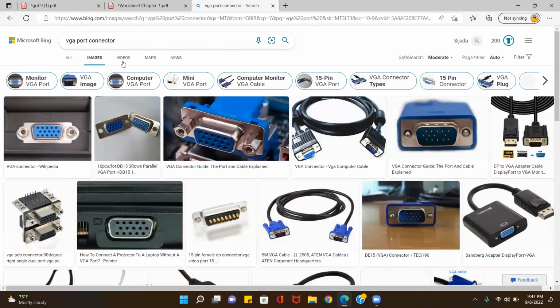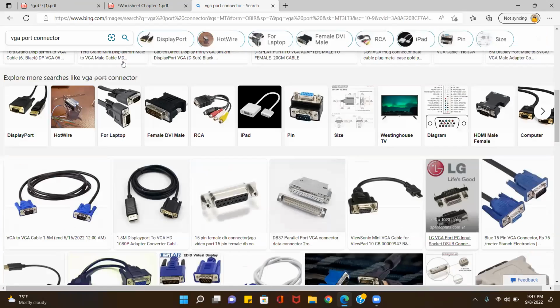Let me check with the ports. I just want to show you the pictures.